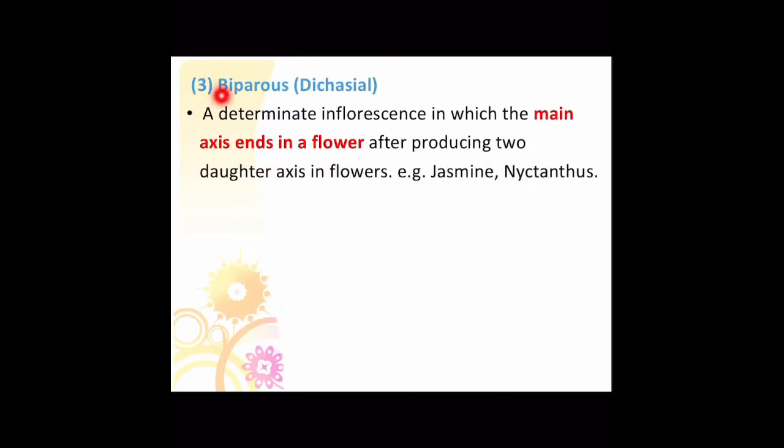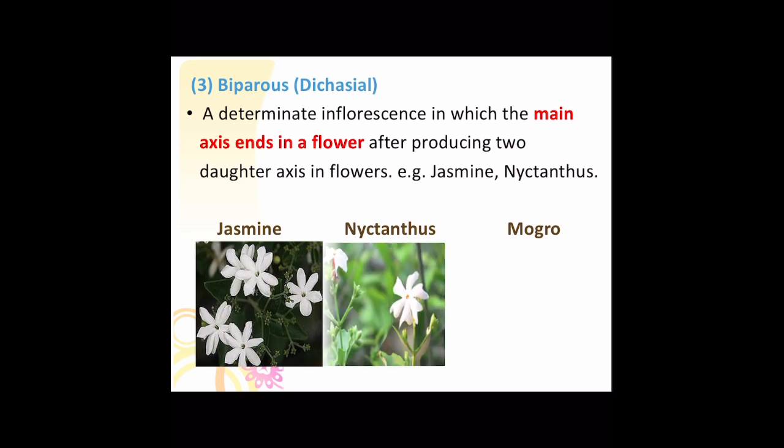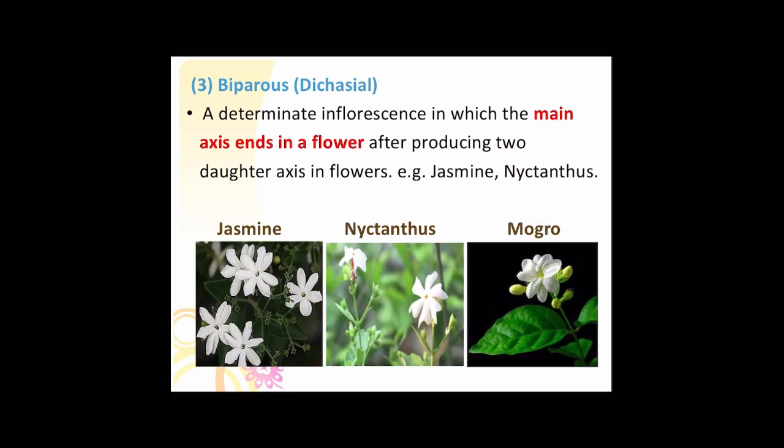Number 3 biparous dichasial. A determinate inflorescence in which the main axis ends in a flower after producing two daughter axes. Example jasmine, Ixora. Third one is mogra.